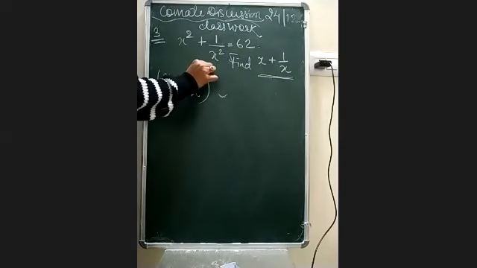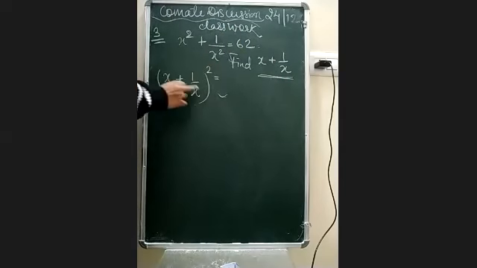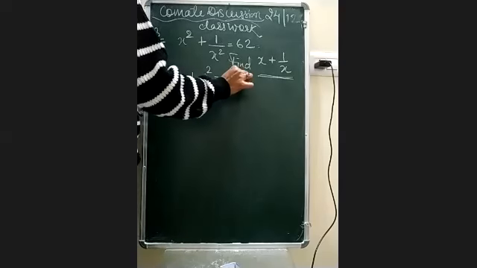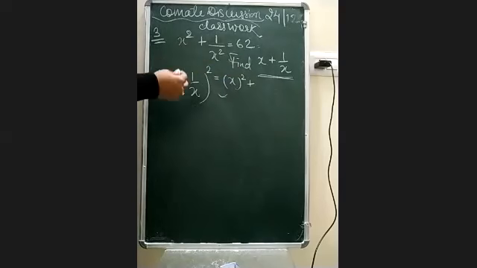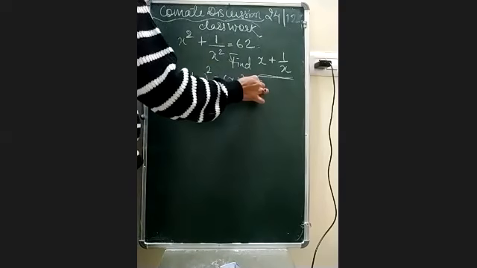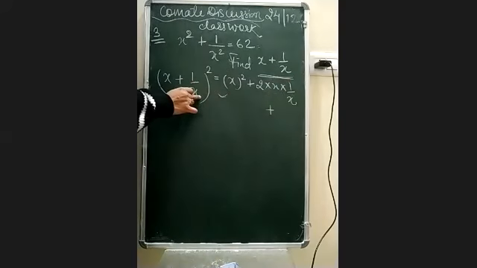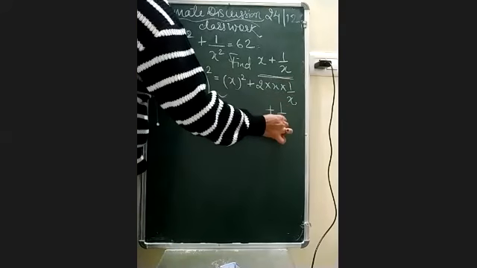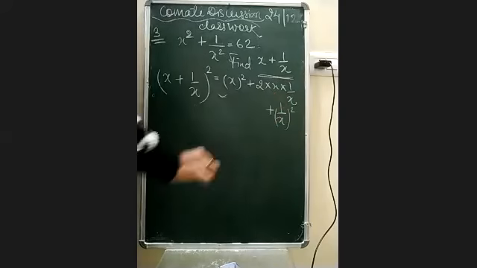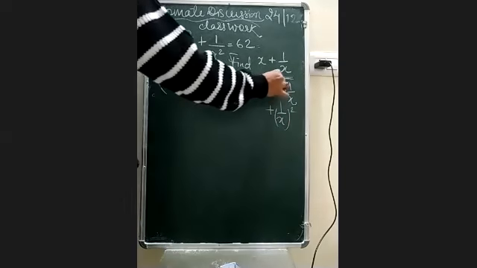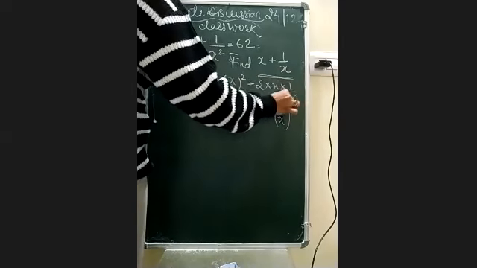So this squaring will be equal to, because it is a plus b whole square, x square plus 2ab, so 2 into x into 1 upon x, plus 1 upon x whole square. I have written this just according to the identity. Now this x and this x will get cancelled.